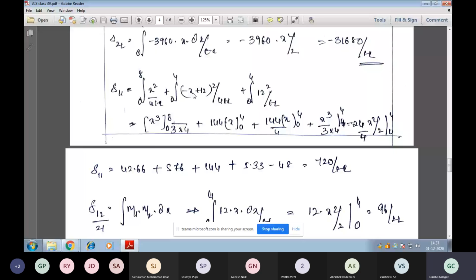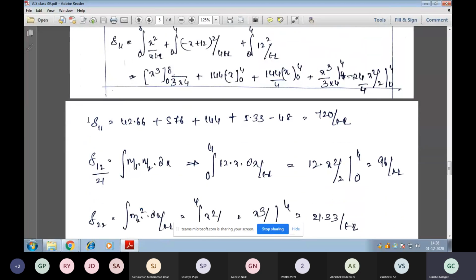So this will be x square plus 144 minus 12 into 2, 24 into x. So 144 into x, integrating we get, plus we got 144 into x divided by 4, x cube by 3 minus 24 into x square by 4. Finally, delta 1 1 we get as 720.